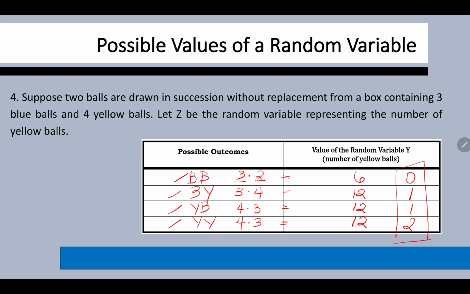So we have 6 times that we get 0 yellow balls, 12 times that we get 1 yellow ball, another 12 times that we get 1 yellow ball, and 12 times that we get 2 yellow balls. But the only question here is the value of the random variable, so we only use what is in the box. This just has the incorporation of permutation, but it still ends the same. It only matters how many times each happens because we are listing all the possible outcomes: 6 for BB, 12 for BY, 12 for YB, and 12 for YY. I hope that's clear to everyone.